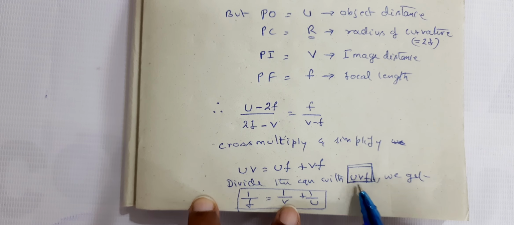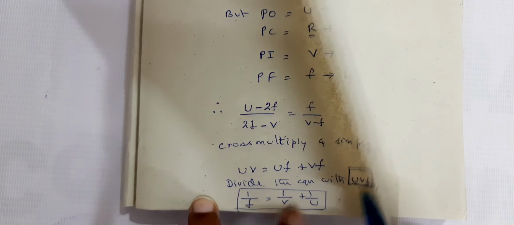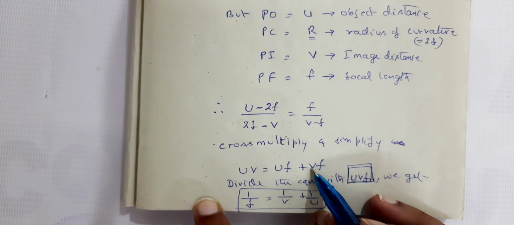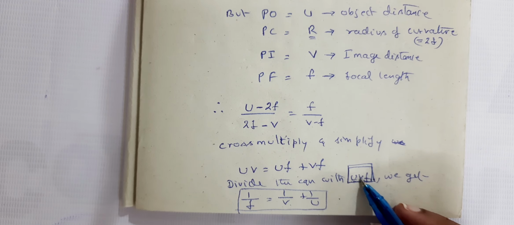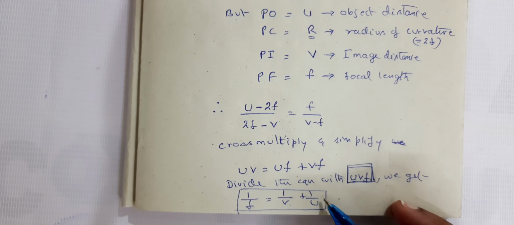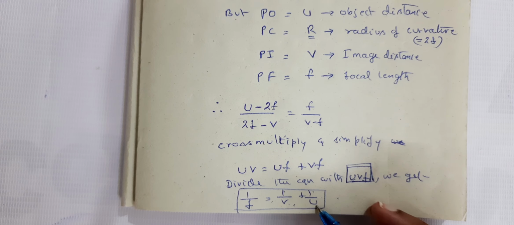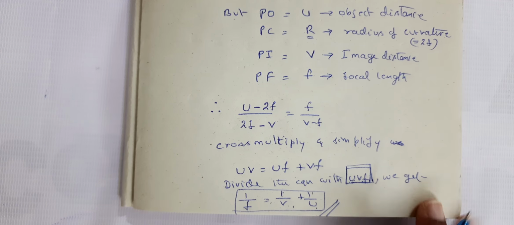Now UF by UVF, U and F will get cancelled. V is left over in the denominator. Right, now VF divided by UVF, V and F get cancelled. You are left with U in the denominator. So 1 by F is equal to 1 by V plus 1 by U. This is the mirror formula.